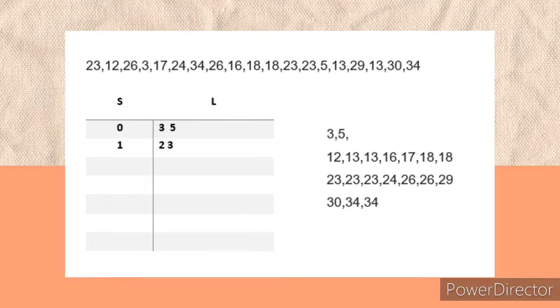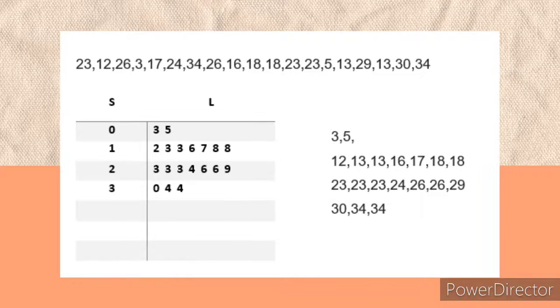The first number is 3, so 0 for the stem and 3 for the leaf. Then number 5, 0 for the stem and 5 for the leaf. Then we have number 12, 1 for the stem and 2 for the leaf. Number 13, 1 for the stem and 3 for the leaf. And so on and so forth, and you will end up with something like this. So this is an example of a stem and leaf plot.